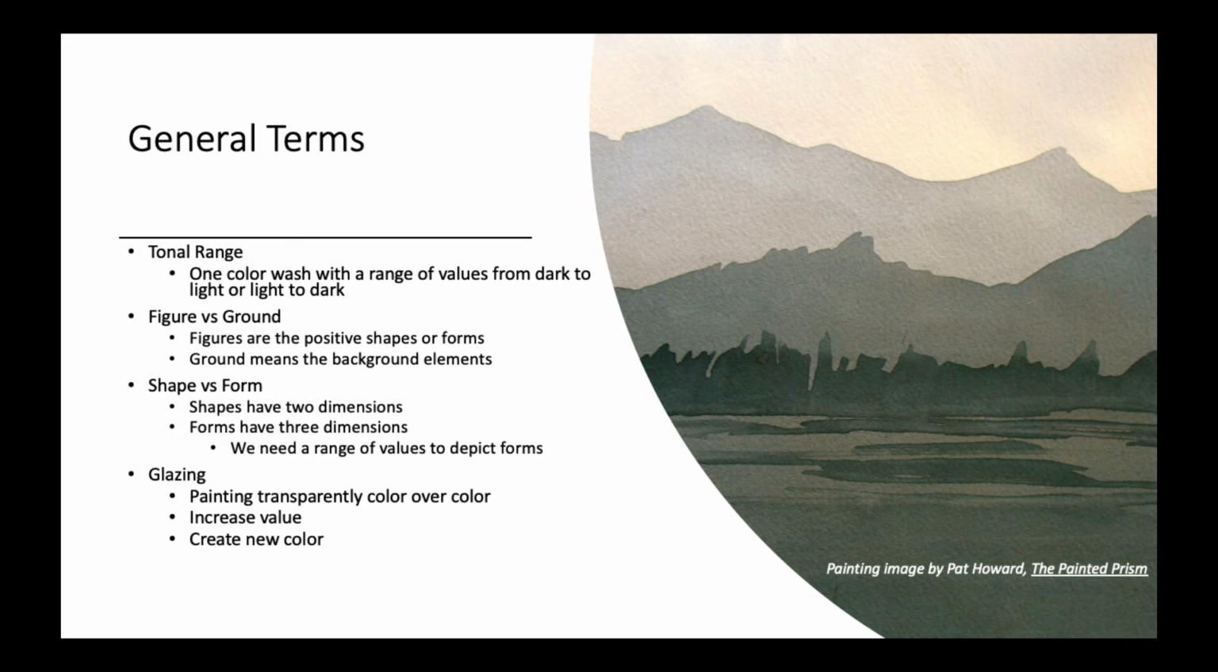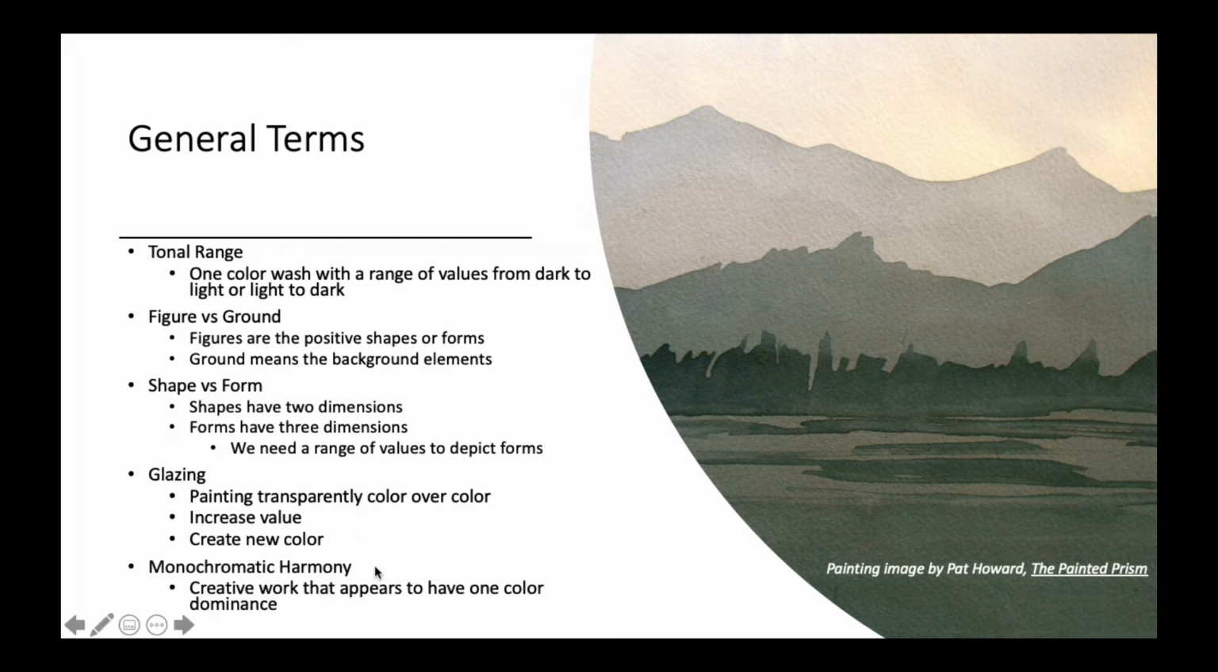Another term you want to become familiar with is glazing. This is where we're painting transparently, color over color. When we paint layers, we increase the value or make the value darker. And we can also create a new color. So if we put blue on top of yellow, we create green, for instance. Typically when we glaze, we let the underlayer dry completely and then paint over the top of it, wet onto a dry surface again.